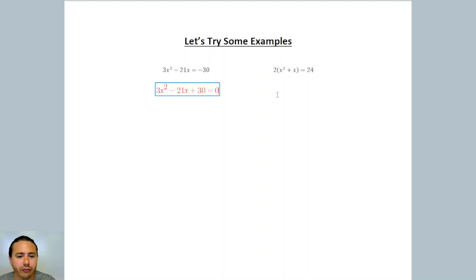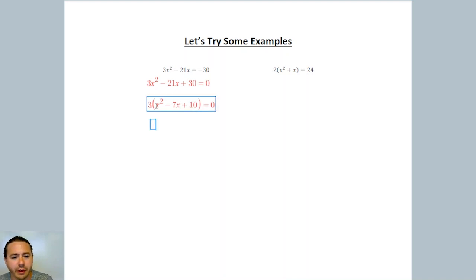So first step here is going to be to set it equal to 0. Then we're going to divide out any GCFs that we can find. We do have a GCF of 3 here, so I'm going to divide out that 3. And I get 3 times x squared minus 7x plus 10 equals 0.